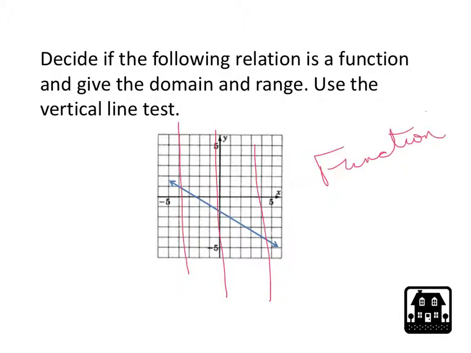And unless a line is horizontal or vertical, the domain of a straight line is going to be the interval running from negative infinity to infinity, and the range is going to be the same thing. And that is all there is to that problem.